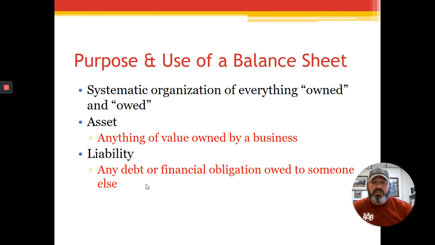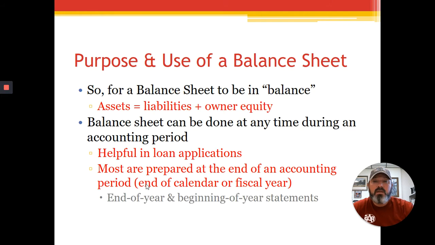So what do we do with a balance sheet? What is its purpose? Basically, it's a systematic organization of everything owned versus what we owe. An asset, of course, is anything of value owned by the business, and a liability is any debt or financial obligation that the business has. So it's important, we're going to categorize everything that the farm business or agribusiness has into those two sections. For a balance sheet to be in balance, the assets equal the liabilities plus the owner equity. Just keep that in mind whenever we get to actually calculating these in class.